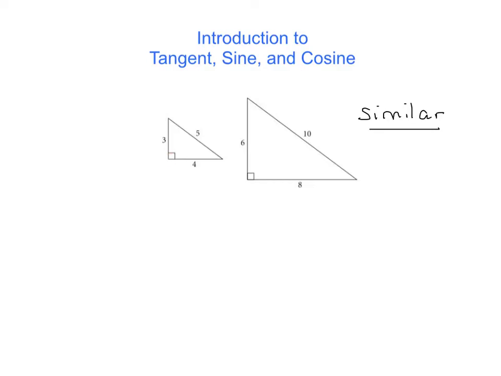So this is 90 and that's 90. This angle corresponds to that angle and they're congruent. And this angle corresponds to that angle and they are congruent. And also that the lengths of the sides are in proportion. So for example, this ratio 3 to 4 is equal to this ratio 6 to 8. And another example, this ratio 4 to 5 is equal to this ratio 8 to 10. So corresponding ratios are equal to each other.